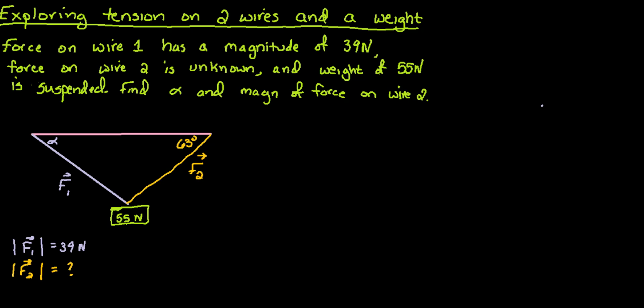So what I can do here is I can start to write down some information about these vectors. So vector F1, I'll use the angled bracket notation. If I want to represent that vector, I know the magnitude is 39. And for the horizontal component, it's going to be cosine of whatever the angle is.